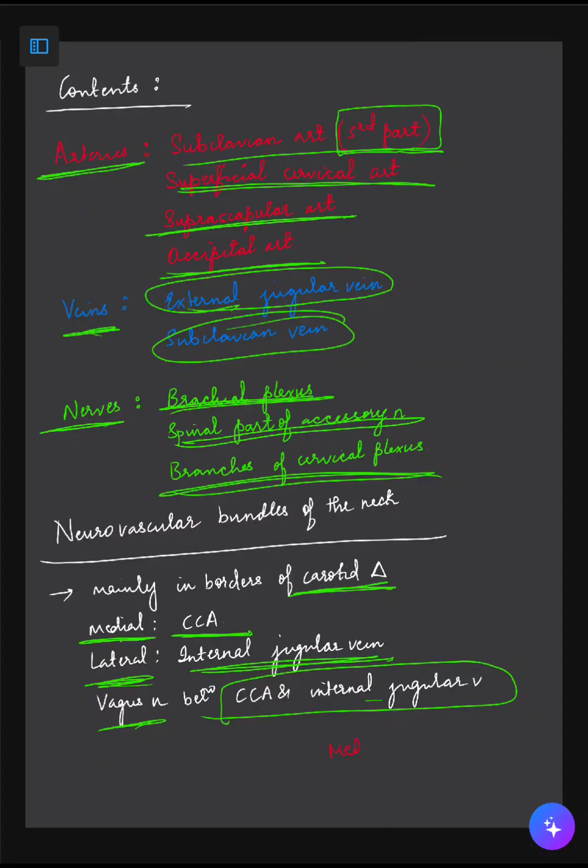this is the medial part. So medially here is the common carotid artery. Laterally is the internal jugular vein, and between these is the vagus nerve. So if we say medial to lateral: artery, nerve, vein. Common carotid artery, vagus nerve, internal jugular vein.